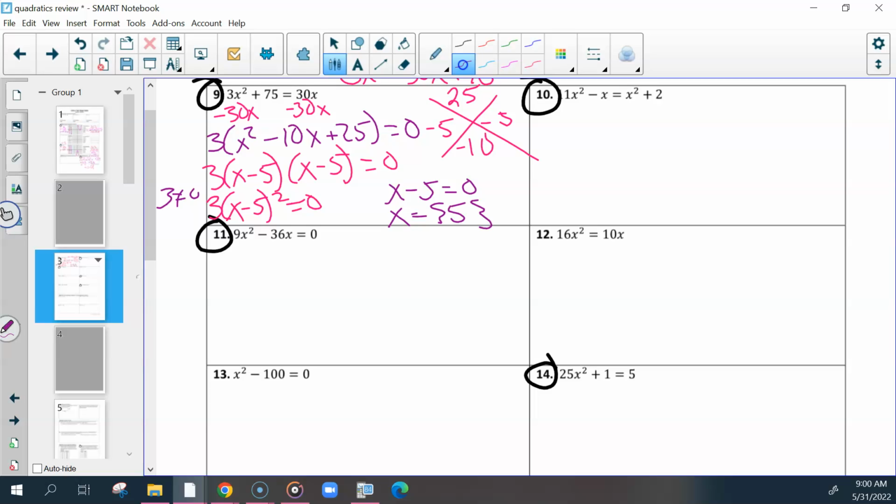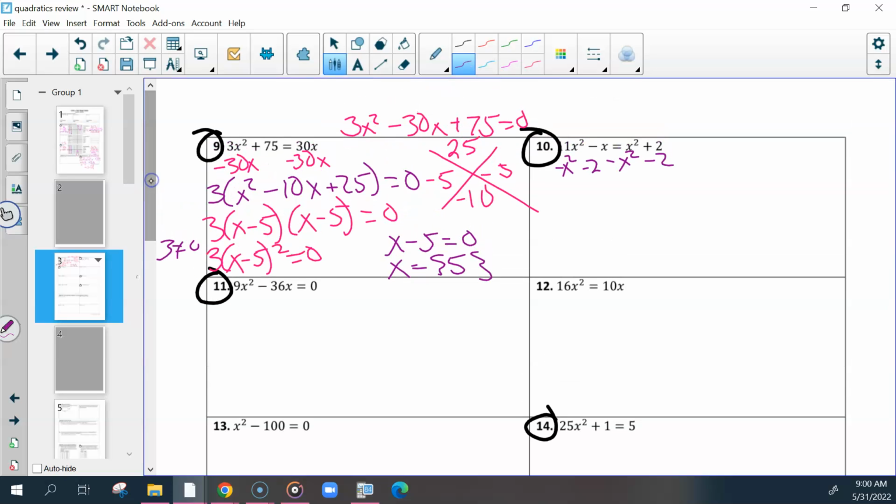Number 10. We would do the same thing we were doing before. Move everything to the left. When we move the 2, it doesn't have like terms, so we would just be moving it to the other side. So we would have 10x squared minus x minus 2 equals 0.